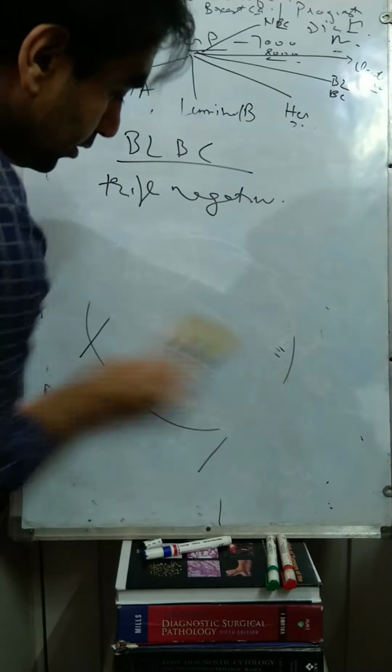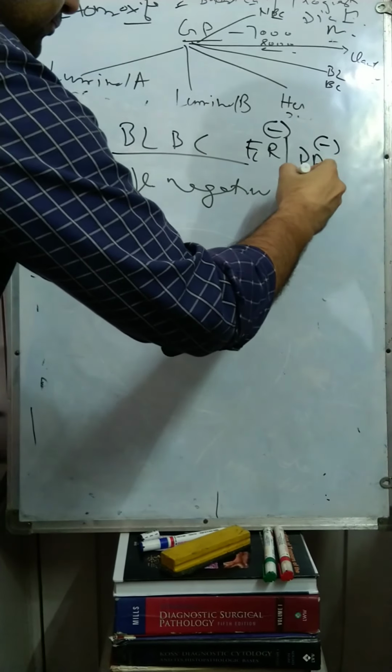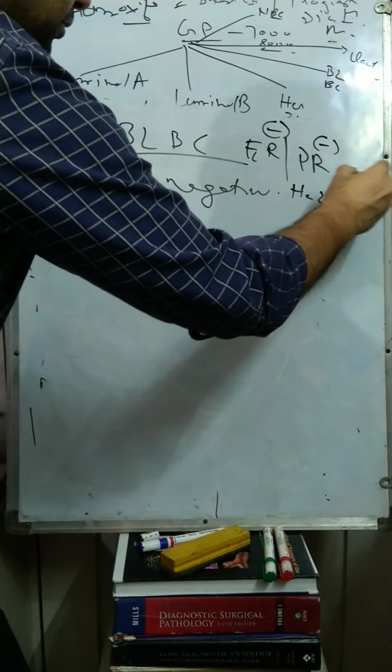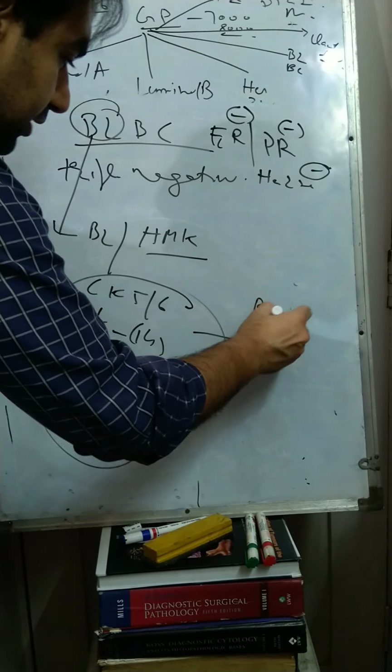So coming to why we call it triple negative: ER negative, PR negative, and HER2/neu negative. For calling it basal-like, we use high molecular weight keratins, CK5/6, CK14, P63 can be used, and they are also EGFR positive. So if these come positive, we call them basal-like breast carcinoma.